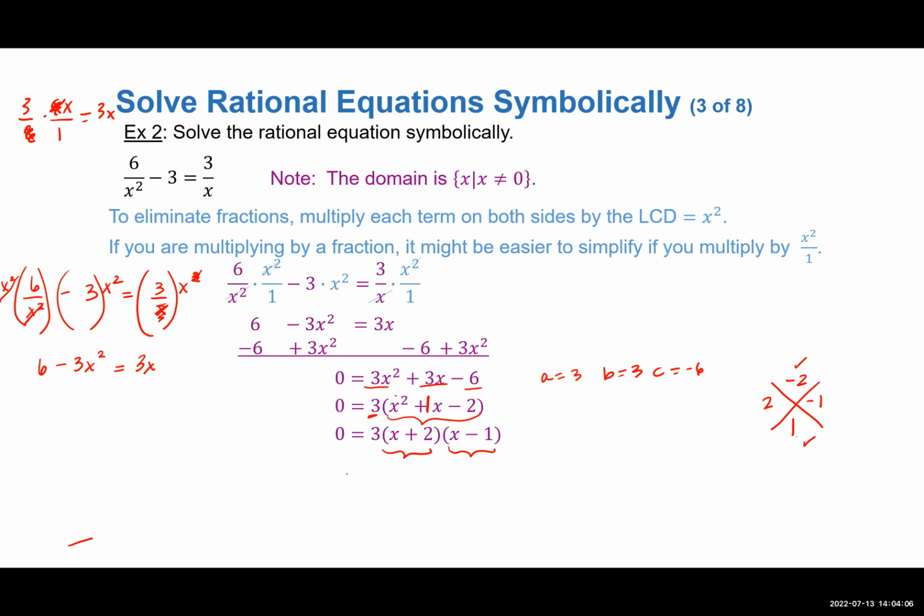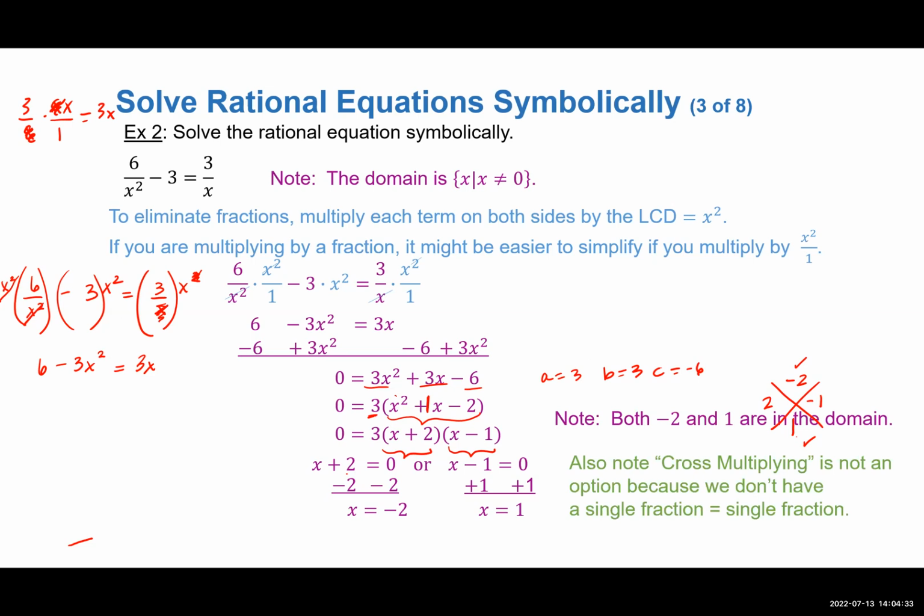So then you set those equal to 0, and you get X plus 2 equals 0 or X minus 1 equals 0. So it's X equals -2 or X equals +1. And those are your solutions. And the domain, remember, X just couldn't be 0. So neither of those are 0, so that works. Remember, cross multiplying is only an option when you have a single fraction equals a single fraction.